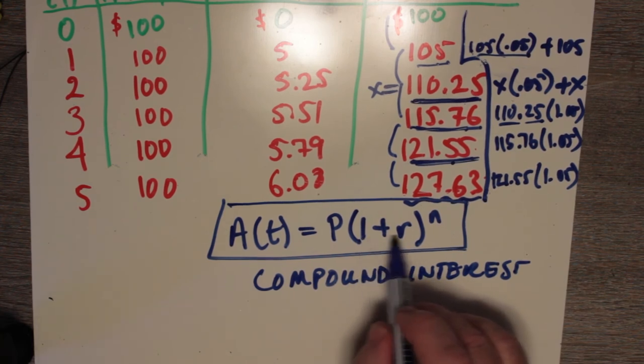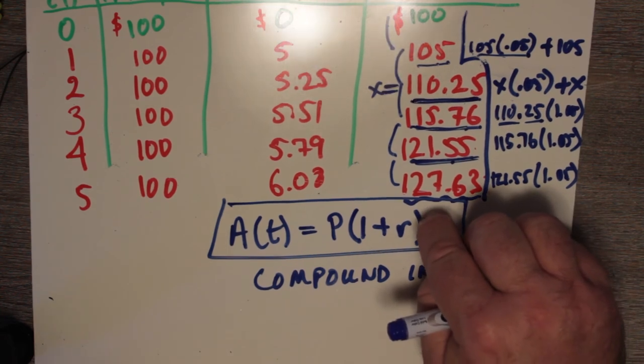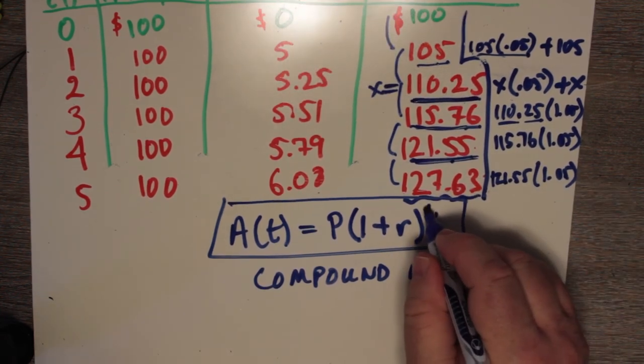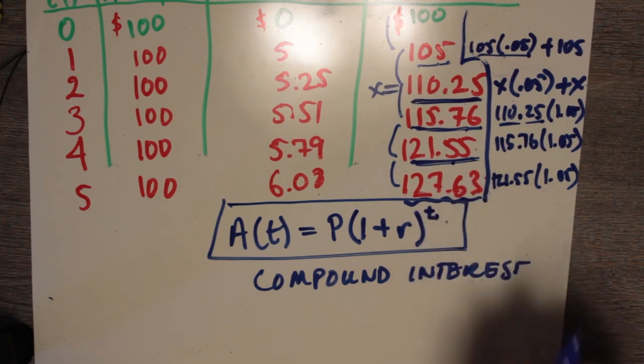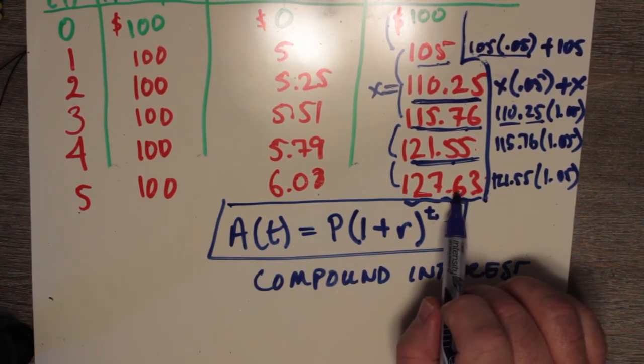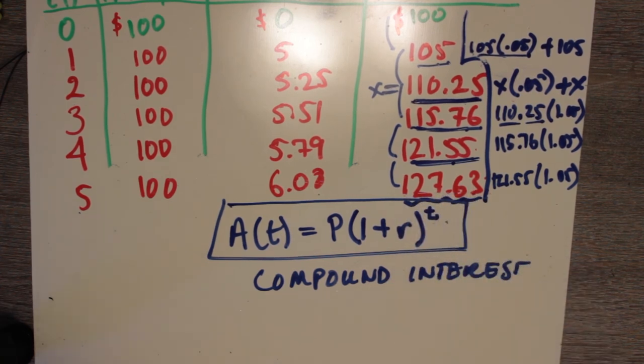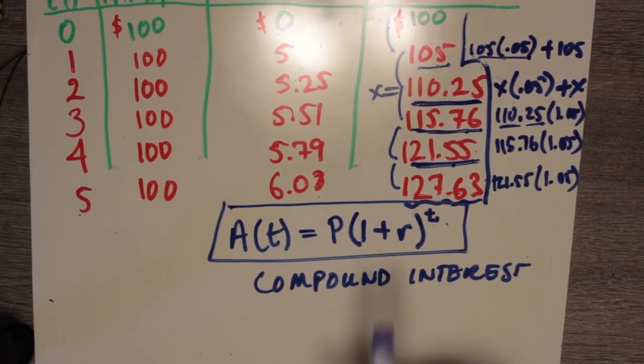And 1 plus r is the common ratio, and it's not n. It's t. The time is in the exponent, folks. So for 5 years, we had to multiply by 1.05 to the power 5 to get $127.63. So that would bear out in this equation.